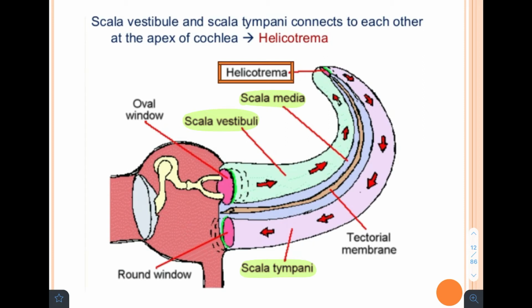You can see how the stapes footplate gets attached over here. It is communicating with the scala vestibuli, and the sound transmission occurs through the scala vestibuli, which then connects at the region called the helicotrema. This apex of the cochlea is known as the helicotrema. This is the region where the scala vestibuli connects with the scala tympani, and the sound gets conducted right over here, which ends at the round window. So the scala vestibuli and the scala tympani are connected to each other at the apex of the cochlea known as the helicotrema.